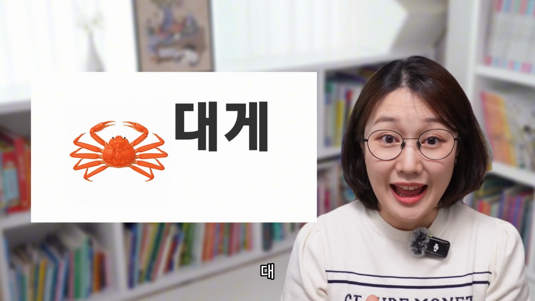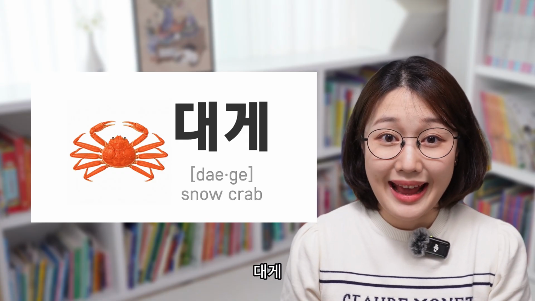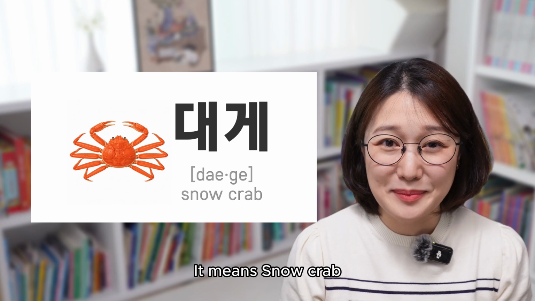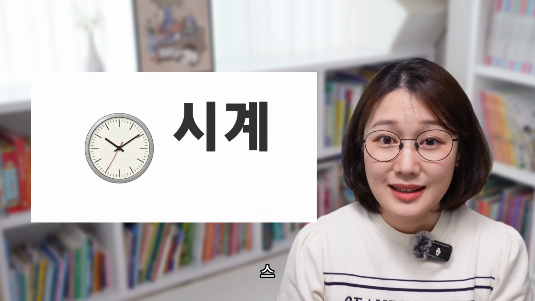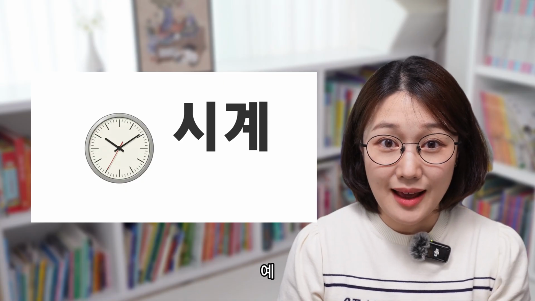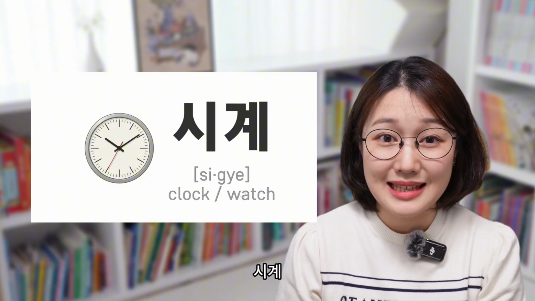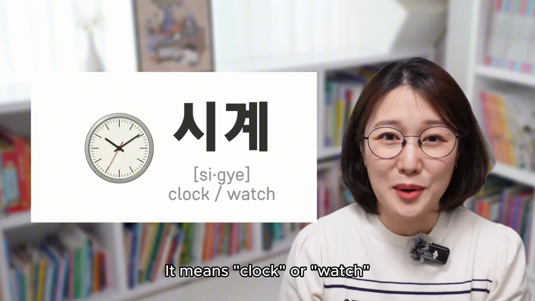Next is this. 드, 에, 대. 그, 에, 개. 게. It means crab. Now let's read one more. 시, 계. 시계. It means clock or watch.